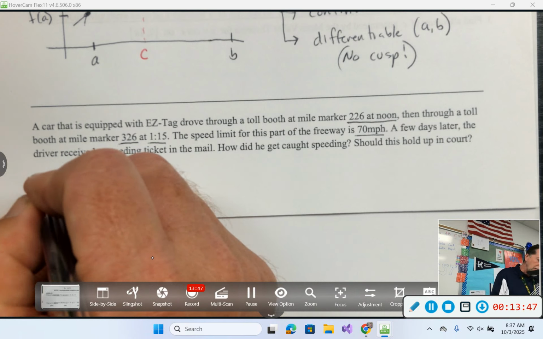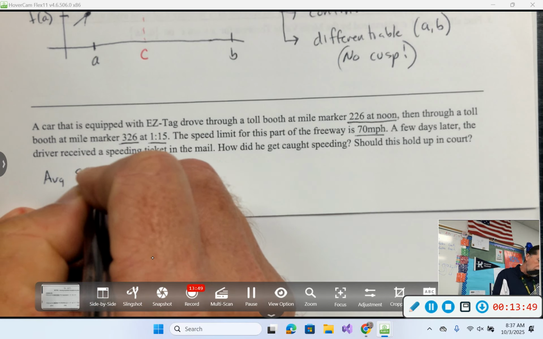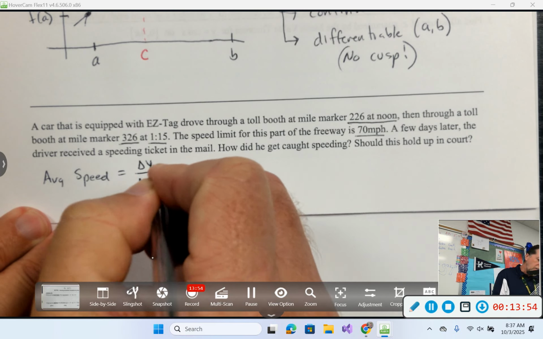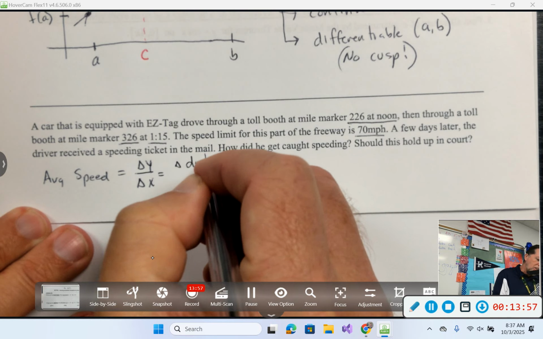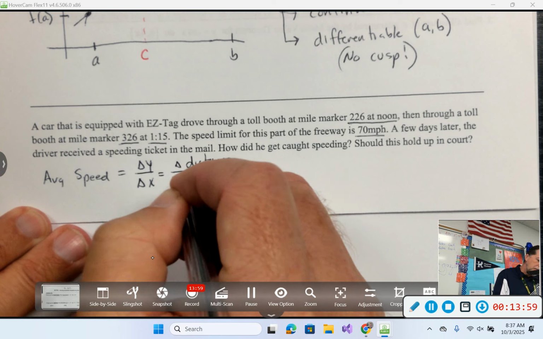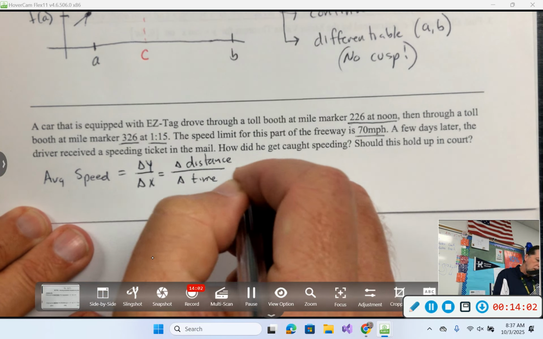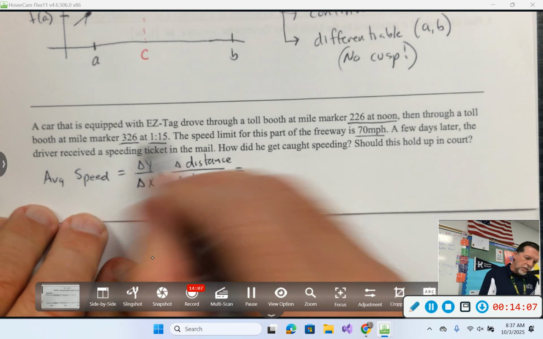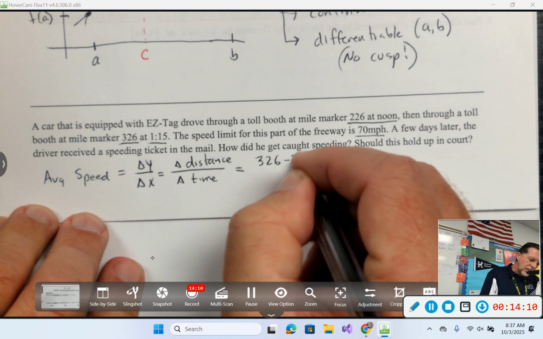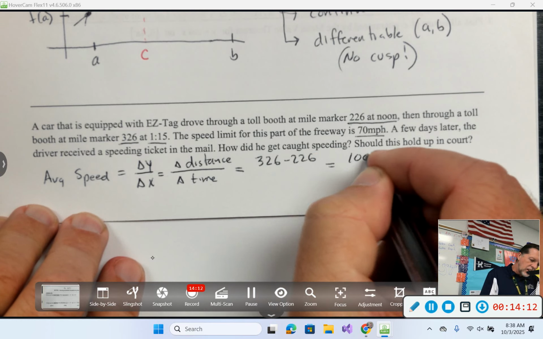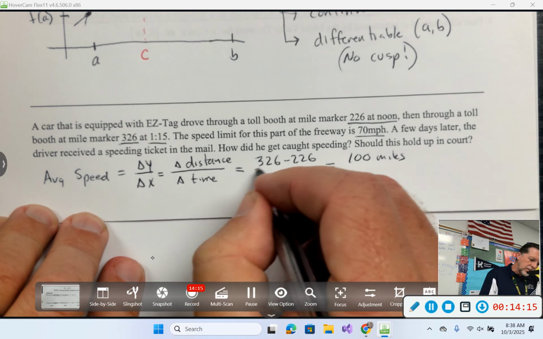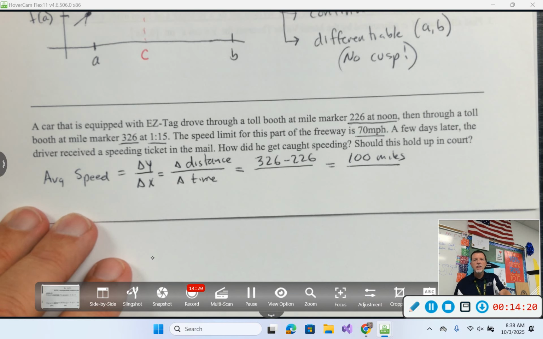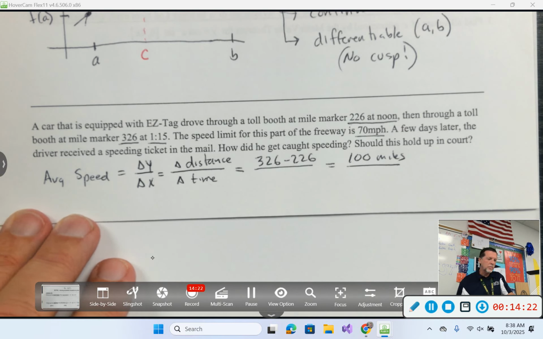So let's figure out what his average speed was. So that's change in y over change in x, or I guess for this one it's change in distance over change in time. Get his average speed. So the mile markers help us figure out distance. So we went 100 miles in how many hours from noon to 1:15?